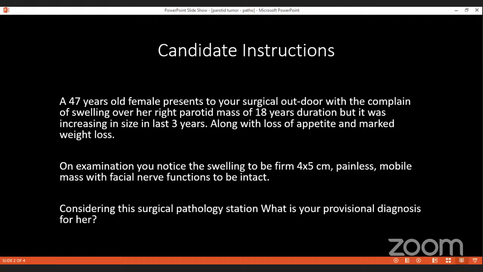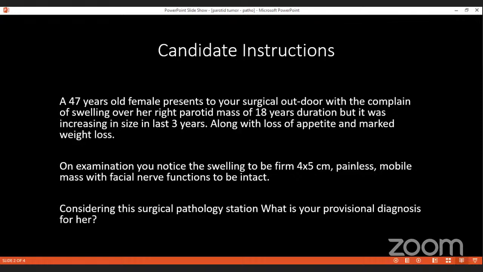Okay, good. Can you tell me what is the most common parotid region swelling which is benign? Pleomorphic adenoma. Okay, good. Can you tell me what are the clinical signs of malignancy that you should look out for?